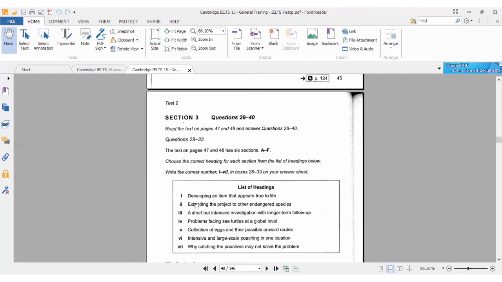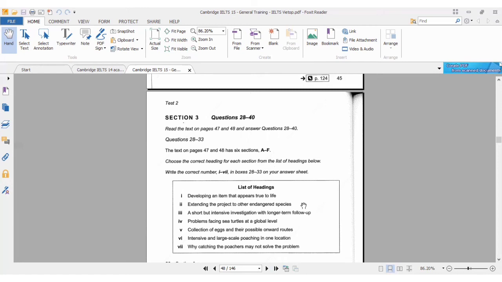So the only heading we did not use is Roman figure two, because there was no paragraph that said anything about extending the project to other endangered species. Okay, so when you get to a point where your brain is just not getting it, just use the elimination method and be sure that you're getting it right. And so your answers are complete. Yay. Okay, so that's it for matching headings. Honestly, I think I enjoyed doing this with you, and I hope you enjoyed learning with me.